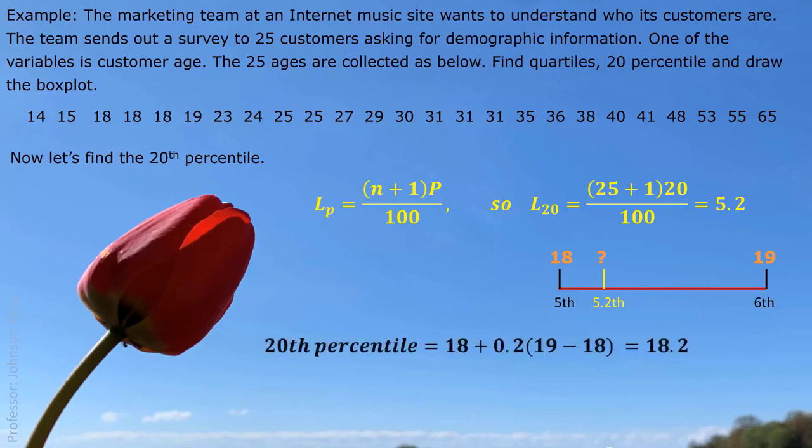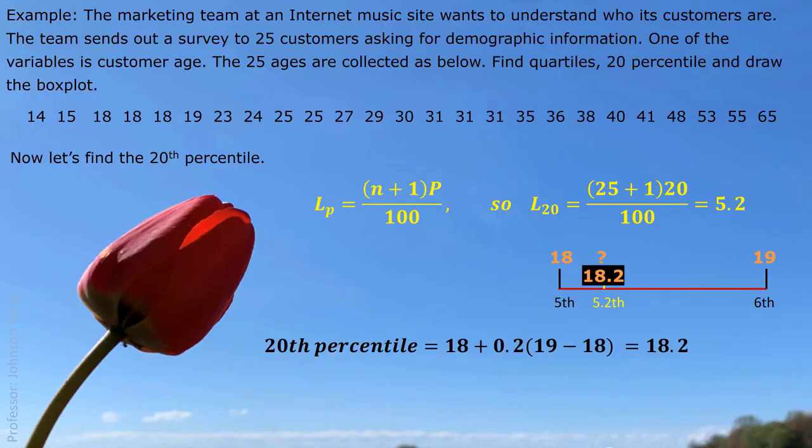We can estimate. The typical way we do it is to start from 18 and see how much the 20% is worth. So we need to know how much value there is from the 5th position to the 6th position. That's the difference. 19 minus 18 gives us the value 1. For the value 1, 20% of it would be 0.2. So in that case, 18 plus 0.2 gives us the answer. 18.2 is the 20th percentile. That's the answer we're looking for.